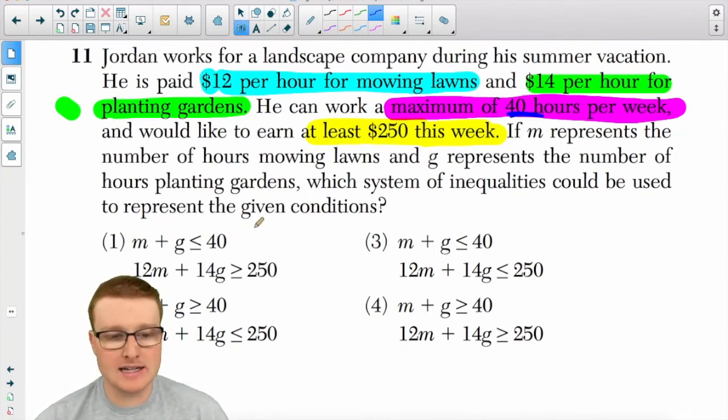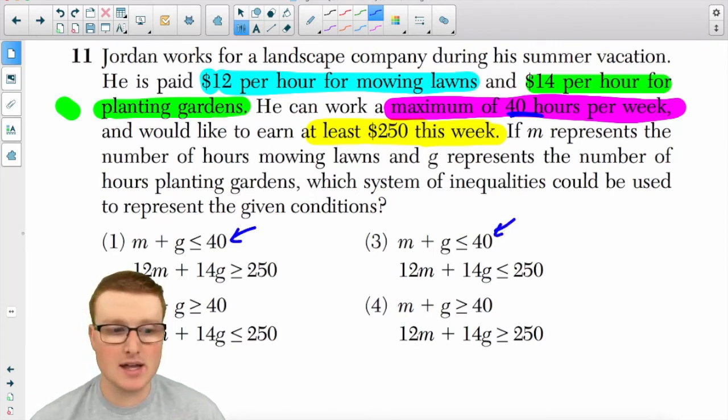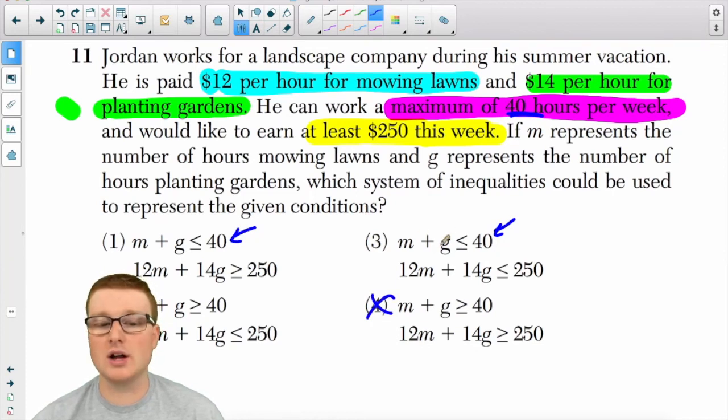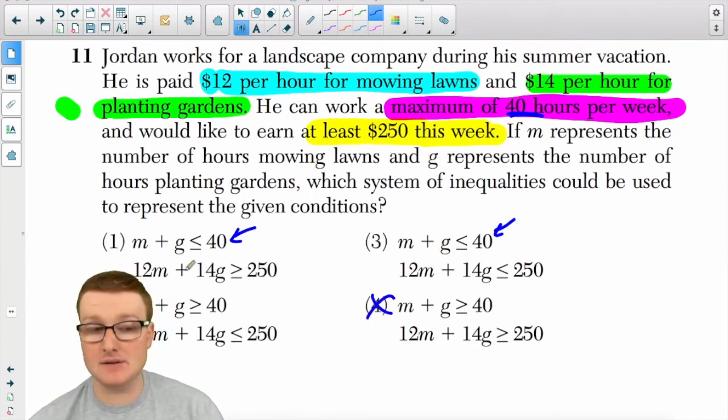So your inequality has to be one of these two. It can't be these because you cannot exceed 40 hours for work. It has to be choices 1 or 3. Now let's take a look at the money functions.